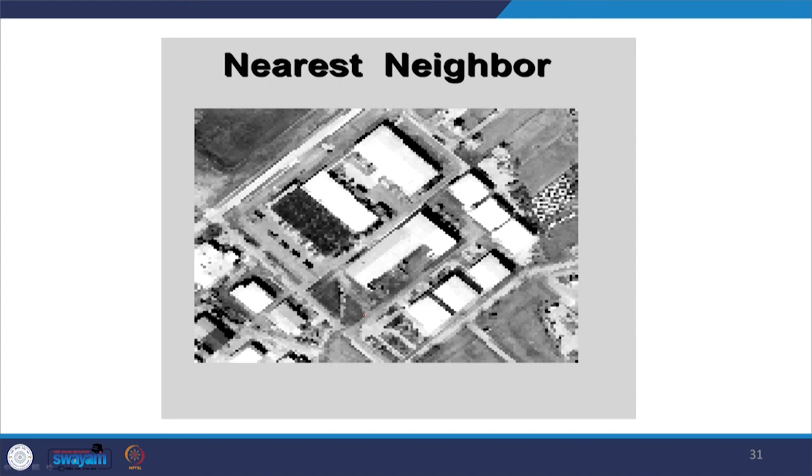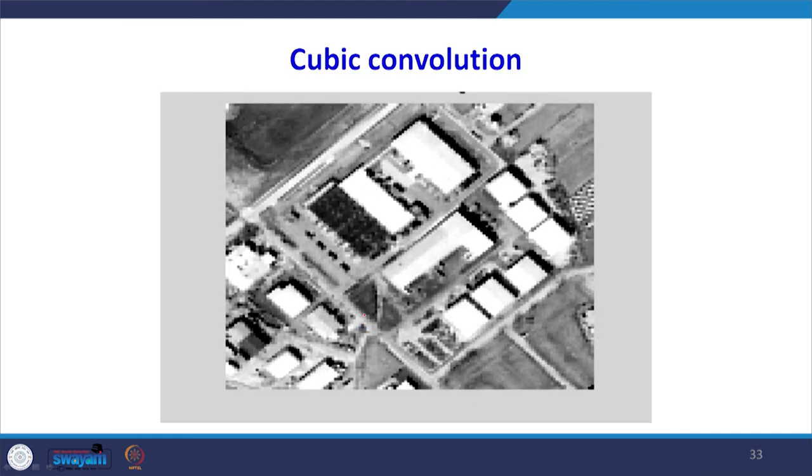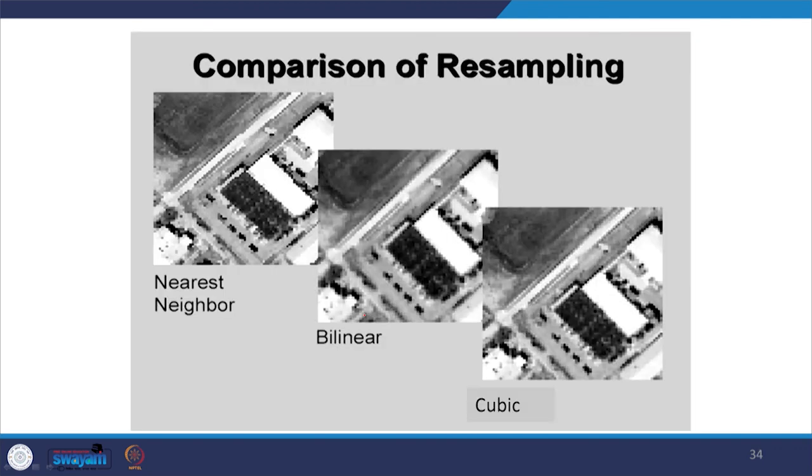Same image, when you are applying the other technique, which is the bilinear interpolation technique, slight blurriness has occurred in this particular data. And the third one is the cubic convolution technique, which you have applied, the third technique on the same data set. If we compare all the three techniques which have been applied together, we find that accuracy wise, this is much, much better. But speed wise, the first one, the nearest neighborhood technique, is better.